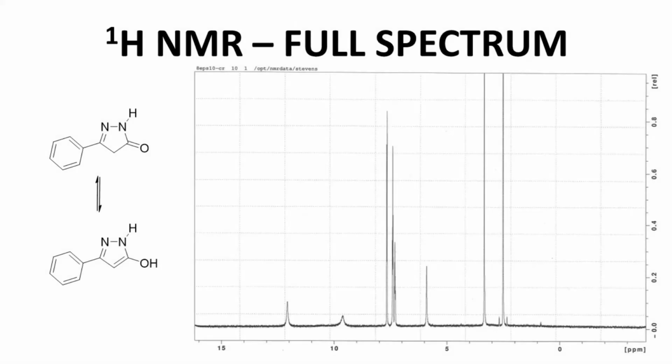Finally, let's look at the NMR spectra. On the screen is the full NMR spectrum. The spectrum was taken at 400 megahertz in DMSO. That's deuterated DMSO as a solvent. The residual peaks from our solvent are at around 2.5 ppm. That's DMSO itself, and at about 3.5 ppm for water. So we can ignore these peaks while interpreting our spectrum.